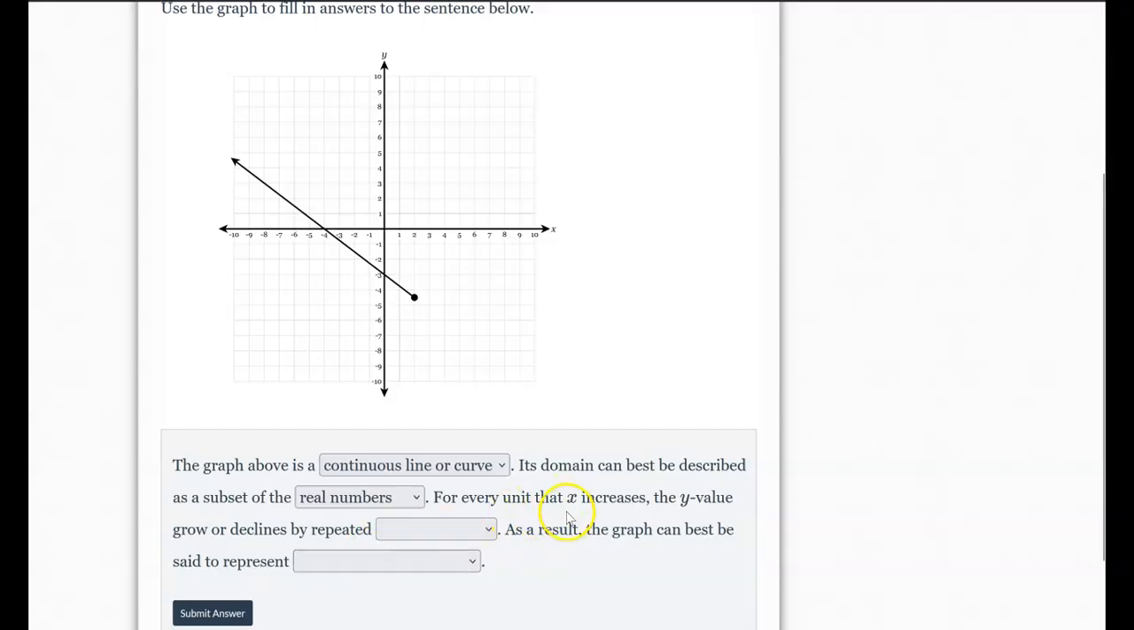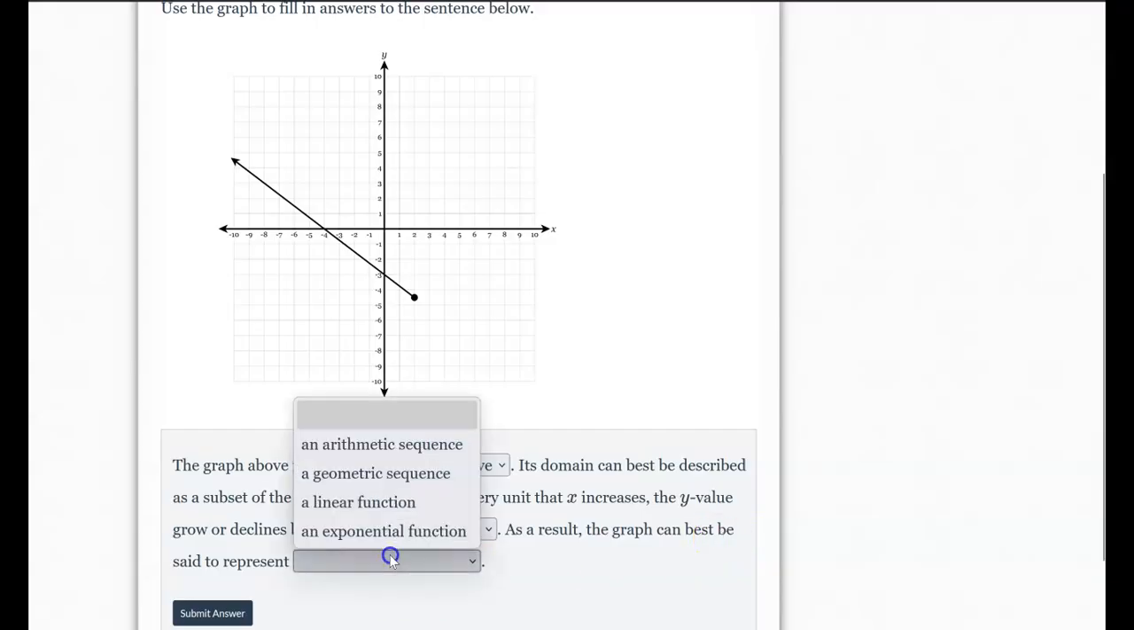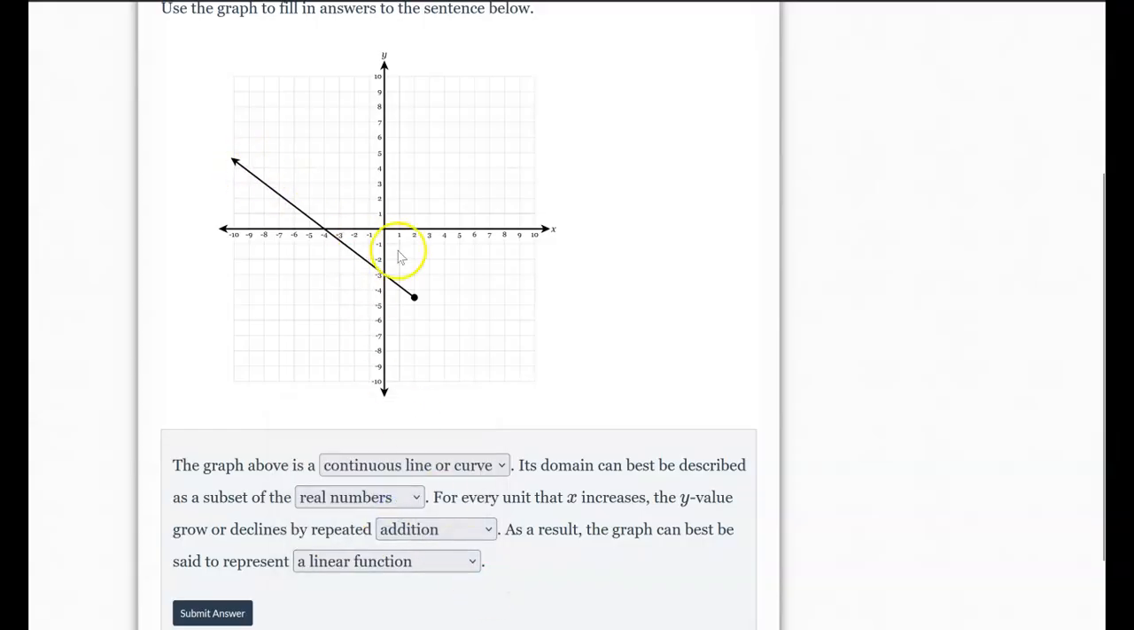For every unit the x increases, the y grows or declines by repeating what? This next one here is asking, are we adding? Are we multiplying? So it's a straight line, so we're adding. Okay, and as a result, the graph could be said to represent a linear function. So if it's a solid line, straight line, not curve, it's going to be a linear function.